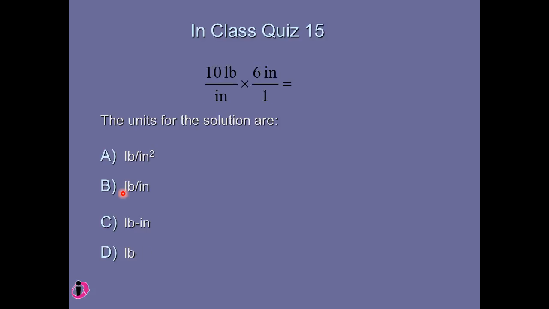How about this one? Just pound. The right answer is D, because inch and inch get cancelled, right? So you'll be left with only pound.